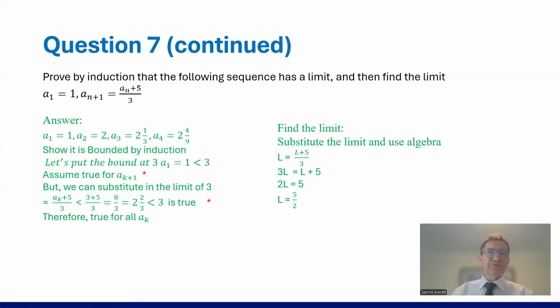Okay, it's a pretty straightforward sort of process when you've got something like this, and hopefully it'll be that straightforward in the test. That's all for this one.